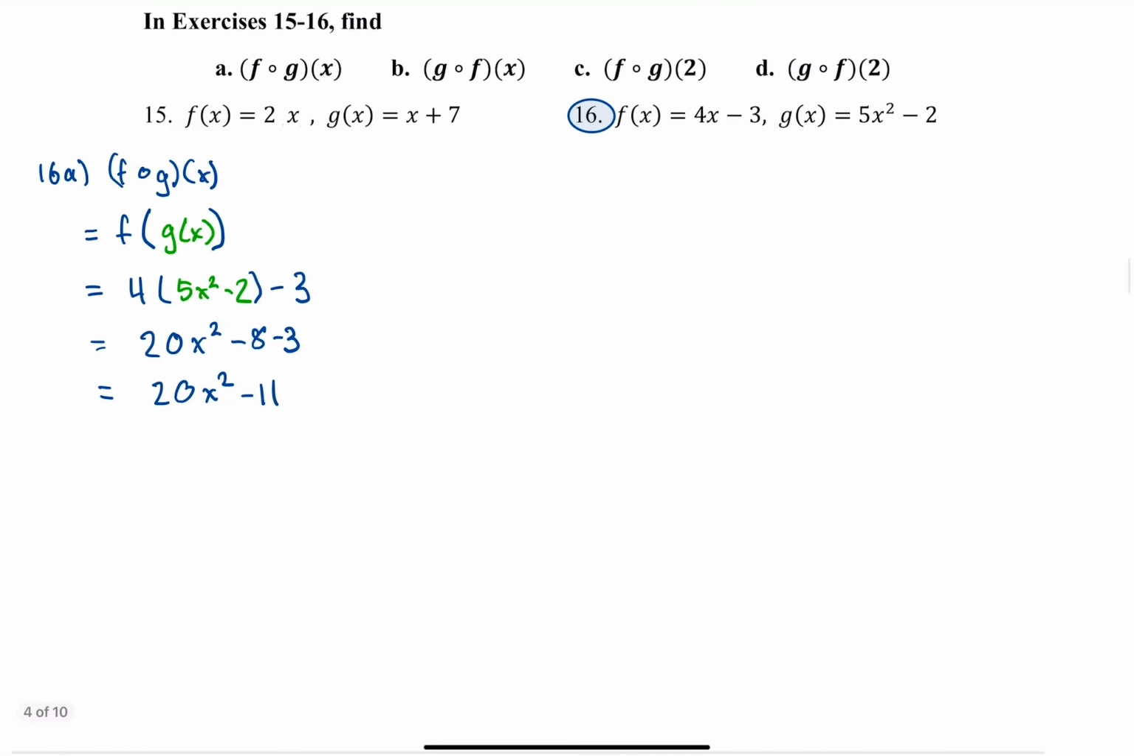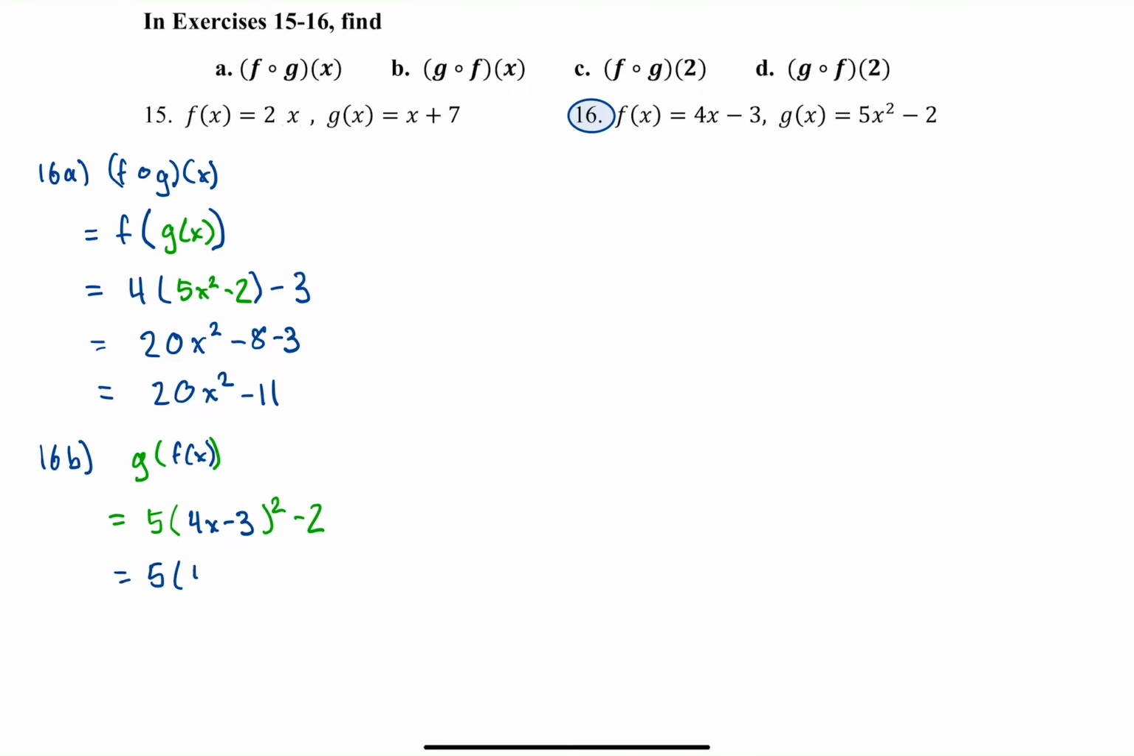Let's go ahead and do 16b now. 16b is just the opposite direction. It's going to be g of f of x. So what we'll do this time is we're going to start with g, which is 5 times x squared minus 2, and we'll plug into that f, which is going to be the 4x minus 3. This one's a little bit more technical because you have to do some multiplication here.